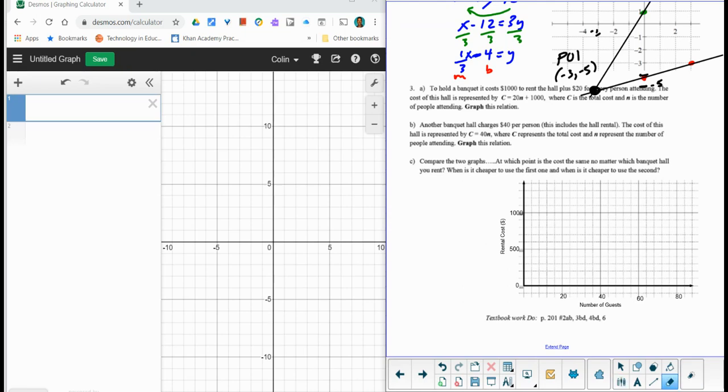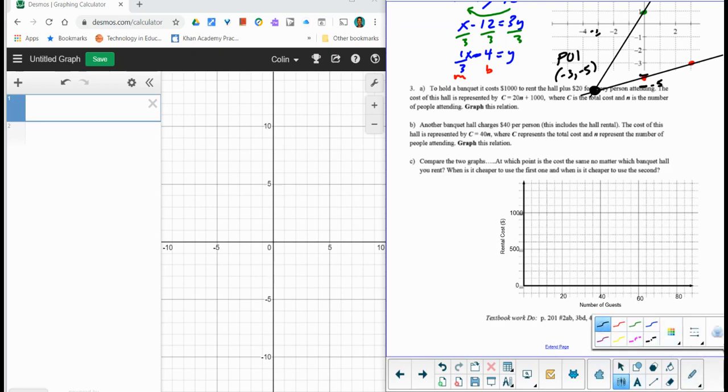Okay, we have number 3 here that we can use. We're going to keep Desmos open again because it might come in handy with this question. First thing I'm noticing is that the scale is not going to quite work out, because if we read the problem, the banquet hall costs $1,000 to rent the hall and $20 per person. So we're already going to be starting at 1,000. So I'm thinking we want to change that quickly and make our scale.